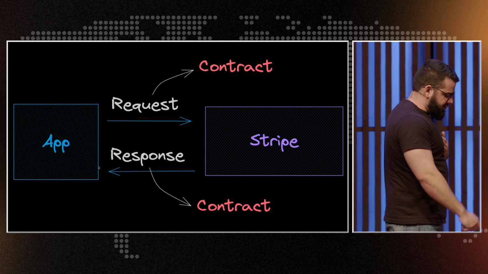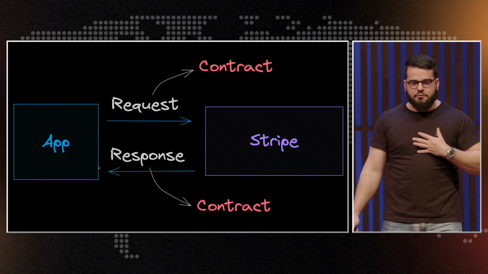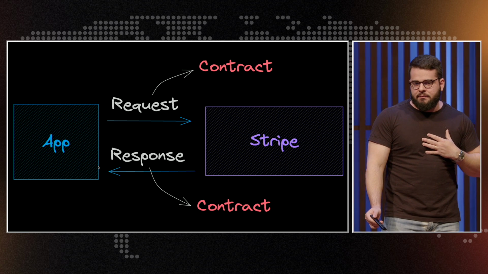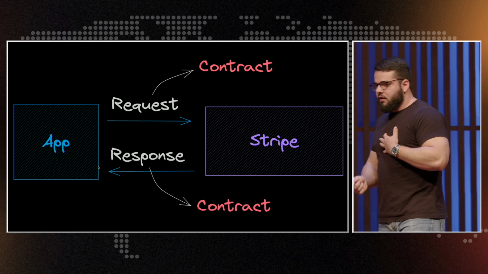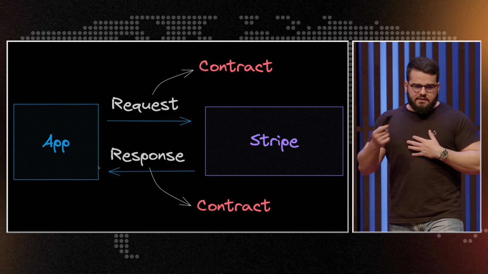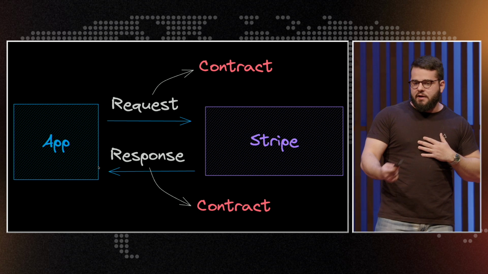Let's talk about Stripe. Whenever you call an API like Stripe, you have a request and a response, right? When we think about contracts, we usually think about interfaces, right? But that's not the only thing a contract is. If you think about the Stripe endpoint, it is a contract. You have an input expectation, and you have an output expectation.